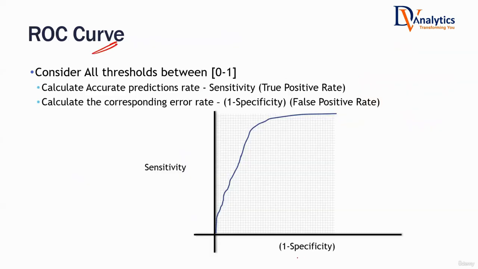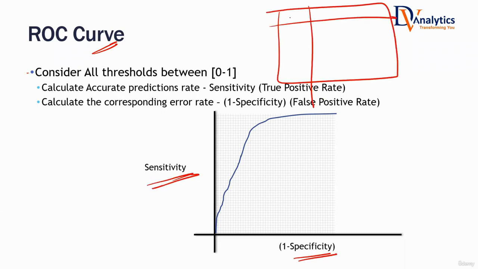The ROC curve takes 1 minus specificity on the x-axis and sensitivity on the y-axis. Basically, what we do is change the threshold values. We consider all the threshold values between 0 and 1: 0 threshold, 0.1 threshold, 0.15, 0.18, 0.2, and so on, up to 0.991. We change all the thresholds.